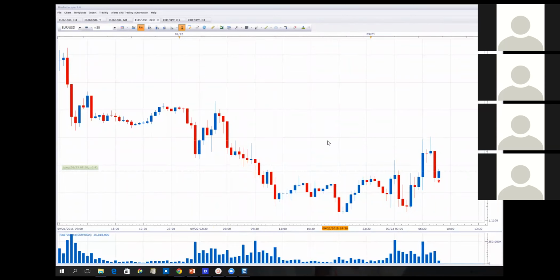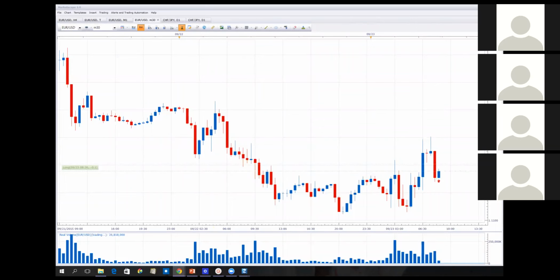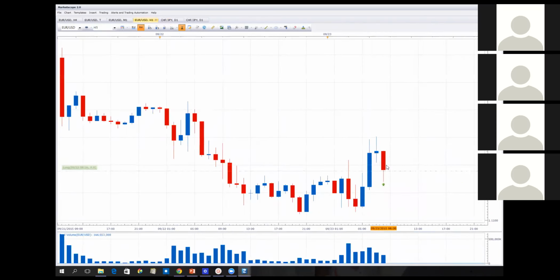Okay, so we've got the euro against the US dollar. Let's look in terms of 12 o'clock. So we have French manufacturing PMI.